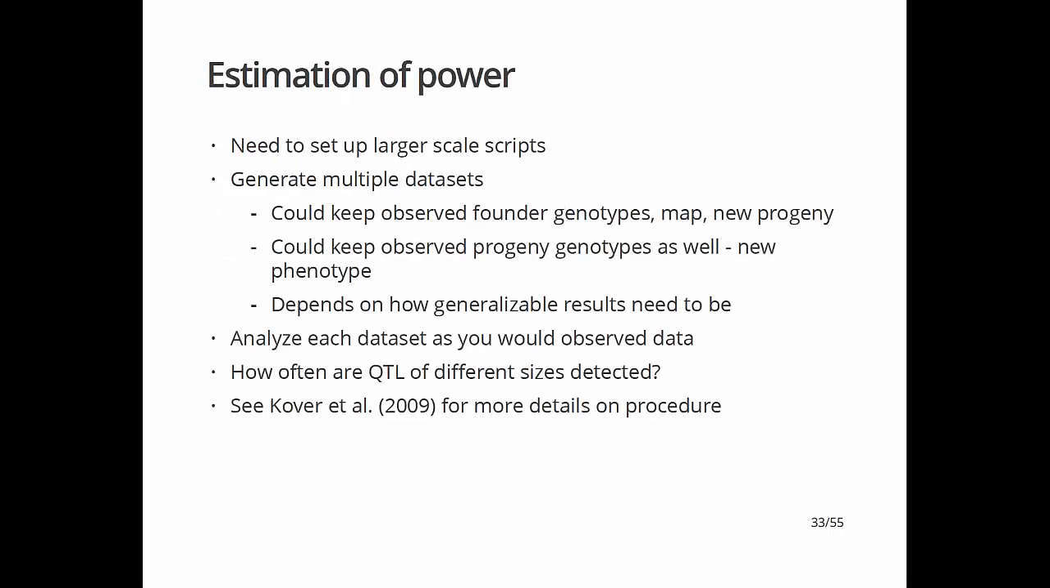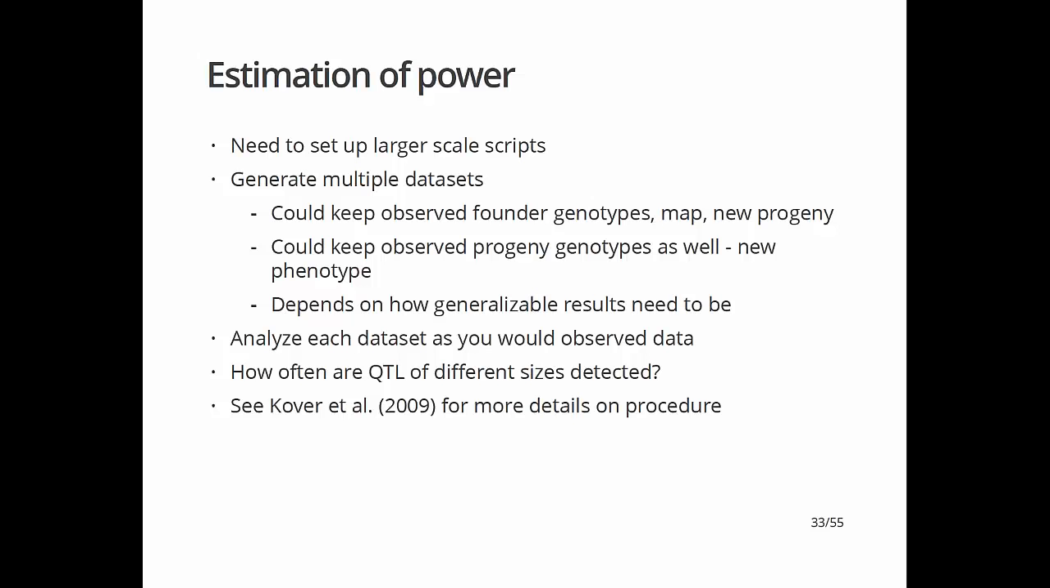In terms of estimating power, you need to do it quickly. You're going to be generating lots of data. Depending on what you want to do, you can keep a large percentage of your observed data. You could also keep basically everything except your phenotype, but it depends on how generalizable your results need to be. For example, if you keep your map, your founder genotypes, and your progeny genotypes, the power analysis you do is not going to be applicable to any other population.